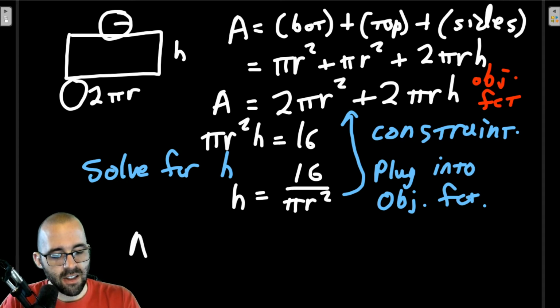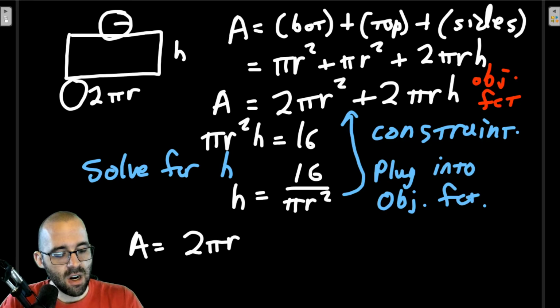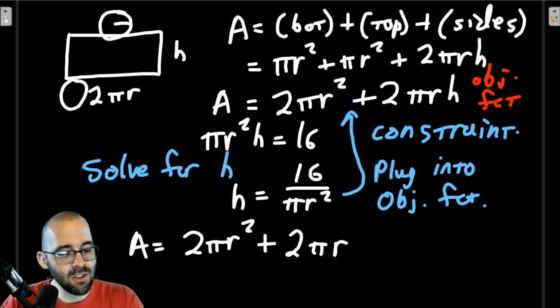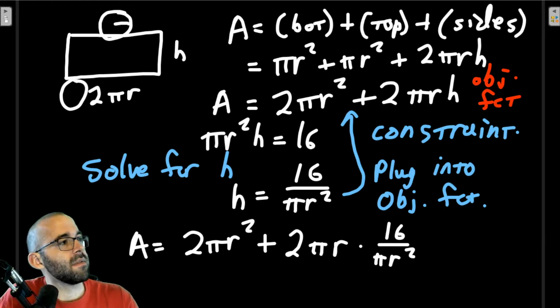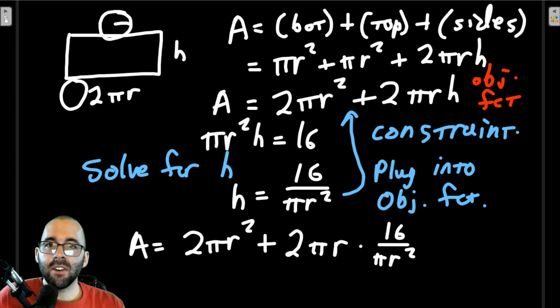So we plug that in, we get that our area function, the total amount of materials, is going to be 2 pi r squared plus 2 pi r h. And remember, h is just 16 over that. So we'll simplify this, and we'll find its minimum value.